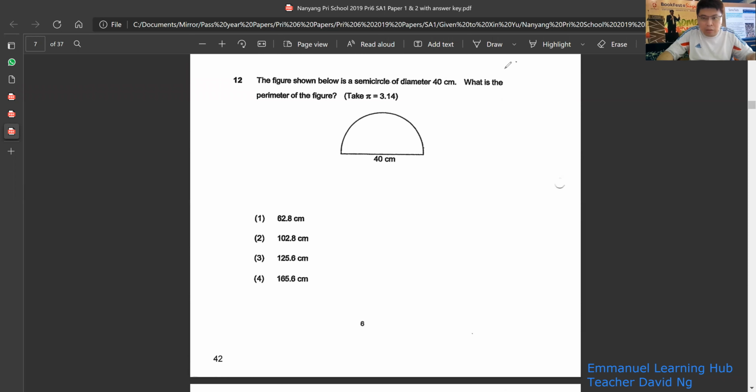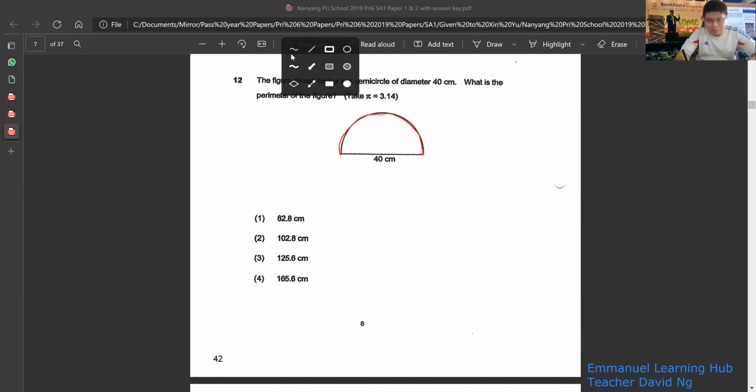Okay, it says here that the figure below is a semicircle, diameter 40 cm. What is the perimeter of the figure? So before you can find the perimeter of the figure, you have to find this part of the circle, right? Agree? Basically, it's the circumference of the circle divided by 2. Okay, because it's a semicircle.